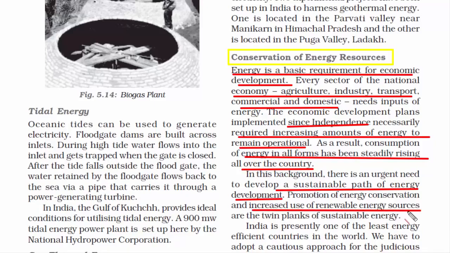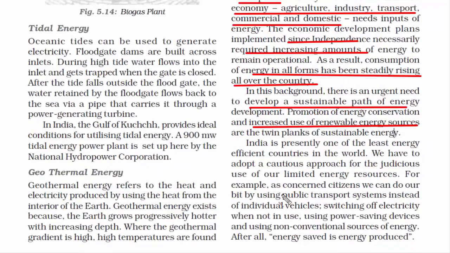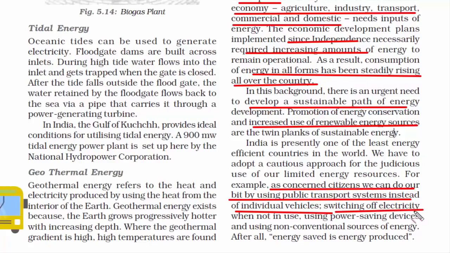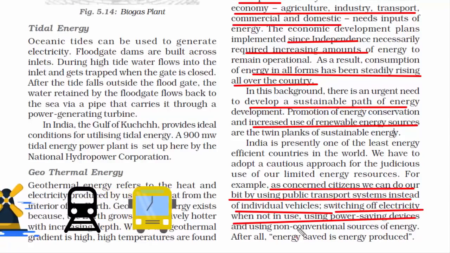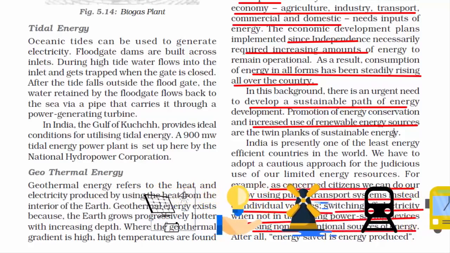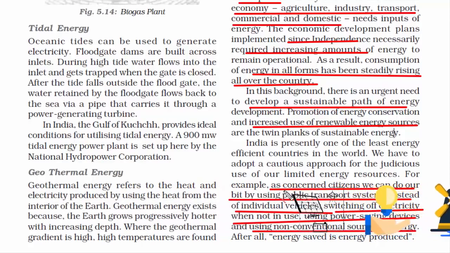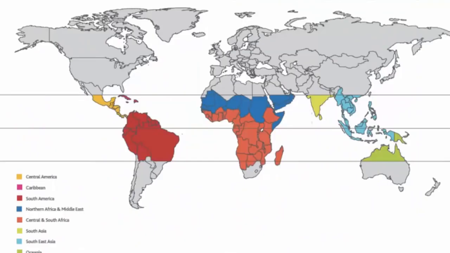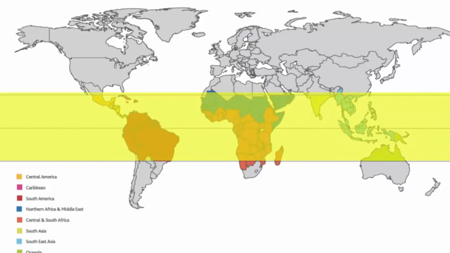Increasing the use of renewable energy sources is a good option. And some of the ways that we can save energy are something that we have already heard about. They are using public transport systems instead of individual vehicles, switching off electricity when not in use, using power saving devices, and using non-conventional sources of energy like wind, solar, etc. These are a bit costly, but if we can work on the cost, then India can benefit from it in a huge way, since India is a tropical country and sunshine is in abundance.